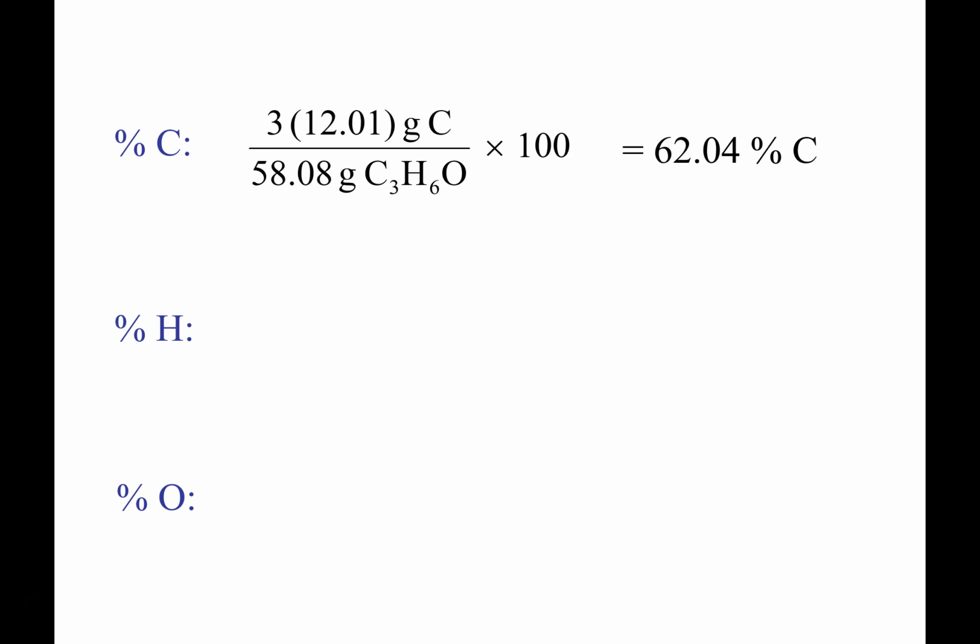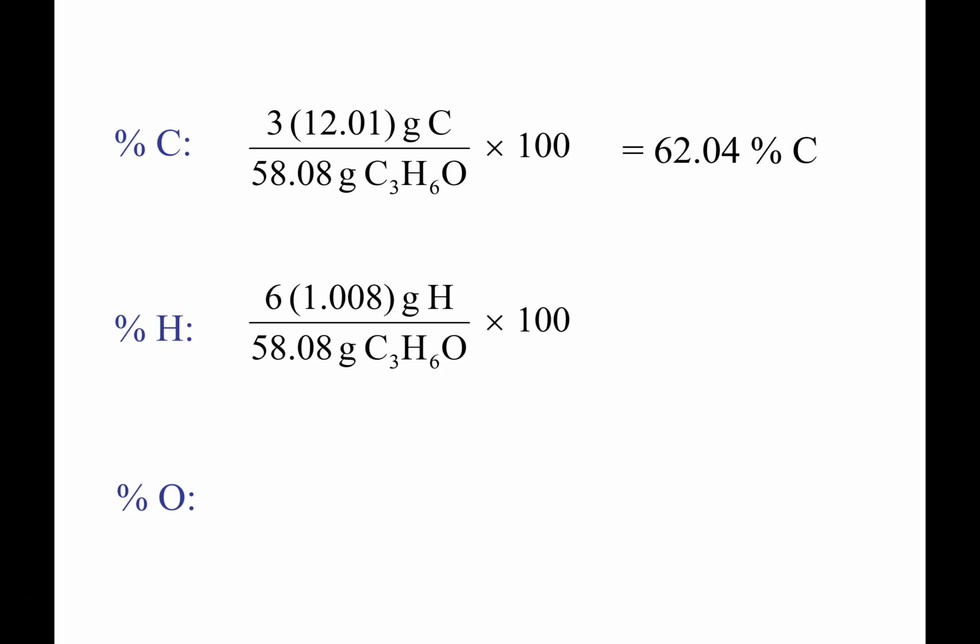We do a similar thing for hydrogen. In the numerator for the mass percent of hydrogen, we're going to take 6 because that was the formula, times 1.008 grams of hydrogen. We're going to divide it by the mass of 1 mole of the compound, 58.08 grams of C3H6O. Again, times 100 to get it to parts per 100. Round to 4 sig figs, it's 10.41%.